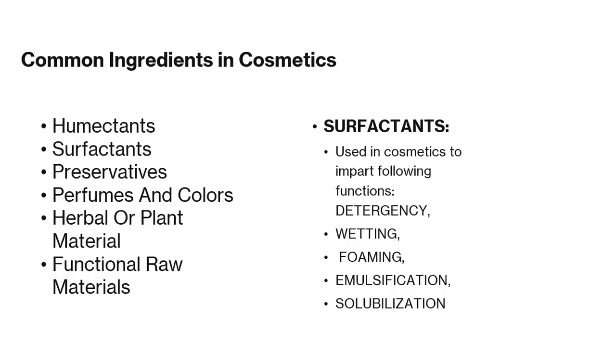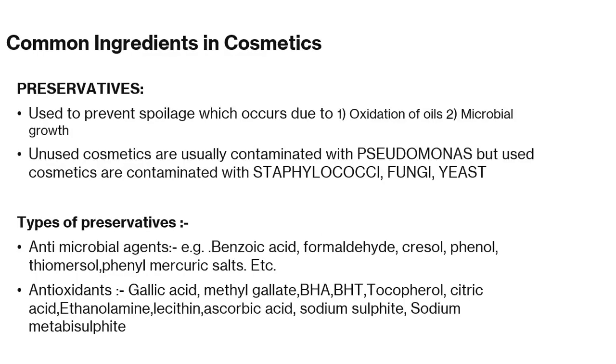Common ingredients in cosmetics: again, humectants, surfactants, preservatives, perfumes and colorants, herbs or plant material, functional raw materials. Surfactants are used because they are detergents. They are used to wet, help to boost foam, emulsify, and solubilize. Preservatives are also used to prevent spoilage. Also, you have to think of spoilage not just from microbial growth, but also from oxidation. And so you find that antioxidants and preservatives work together synergistically to help the product.